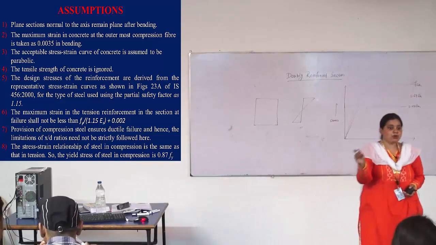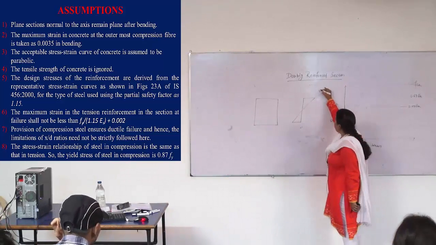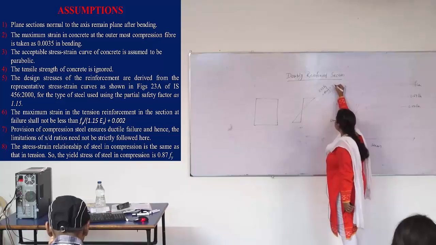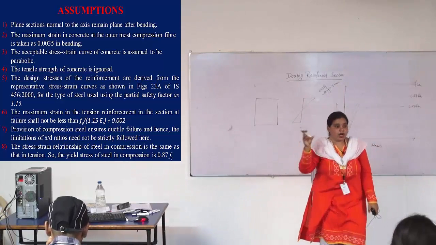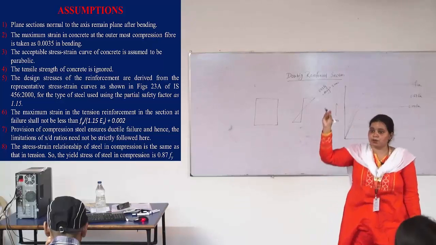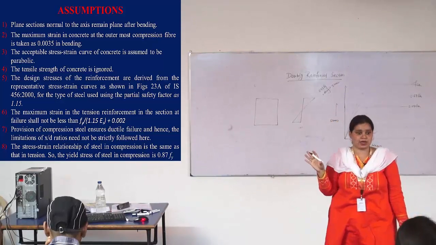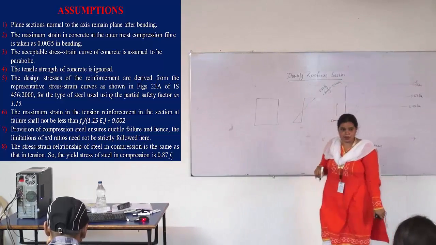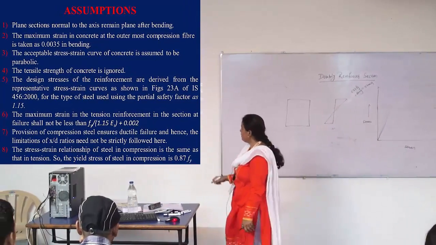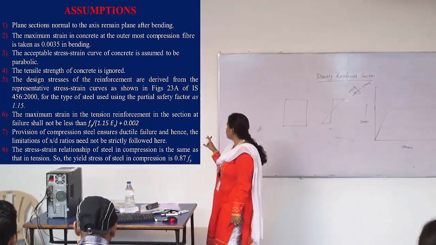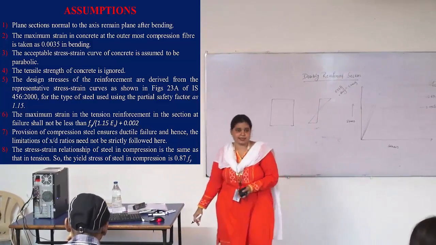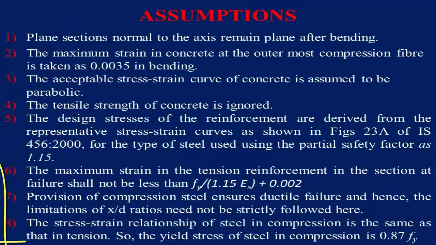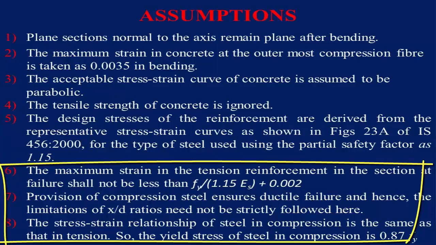What happened? 0.87 Fy. 0.87 Fy means this is our design stress. Because on that curve from 0.002 strain to 0.87 Fy, stress is proportional to strain. That's why we take 0.87 Fy as our design stress always. Then what is given? For that type of steel, use the partial safety factor as 1.15. You take the partial safety factor for steel as 1.15.